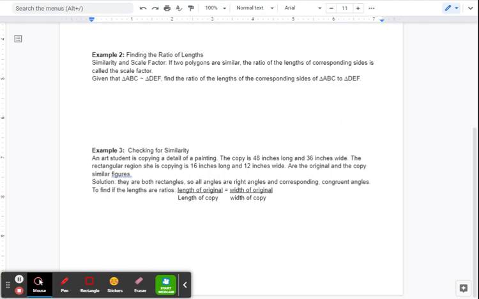Mia? Because that scale factor is 1/3. The ratio for both the length and the width is 1/3. So we know they are similar. So we know it is similar because our scale factor is the same. That scale factor is 1/3. So they are similar.